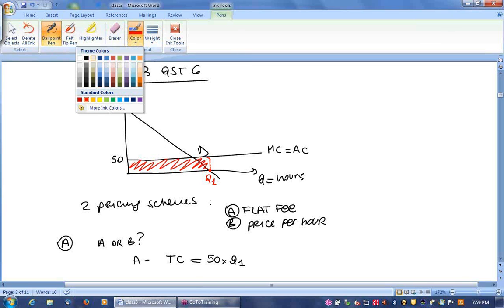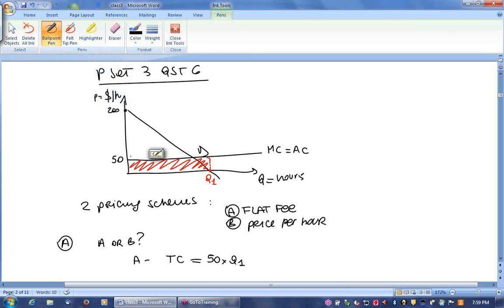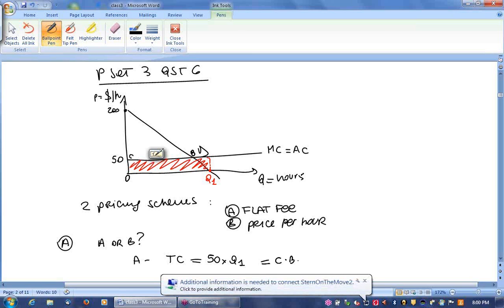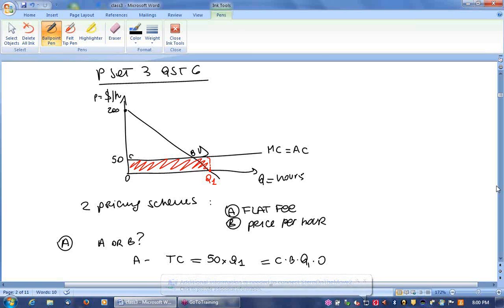Let's give names. So if this is point C, this is 0, this is point B. The total costs are equal to the area C B Q1 0. So these are the cost. The cost is marginal cost 50 times the quantity, so it's this rectangle. So this is just the cost. You don't have to compare with the demand.